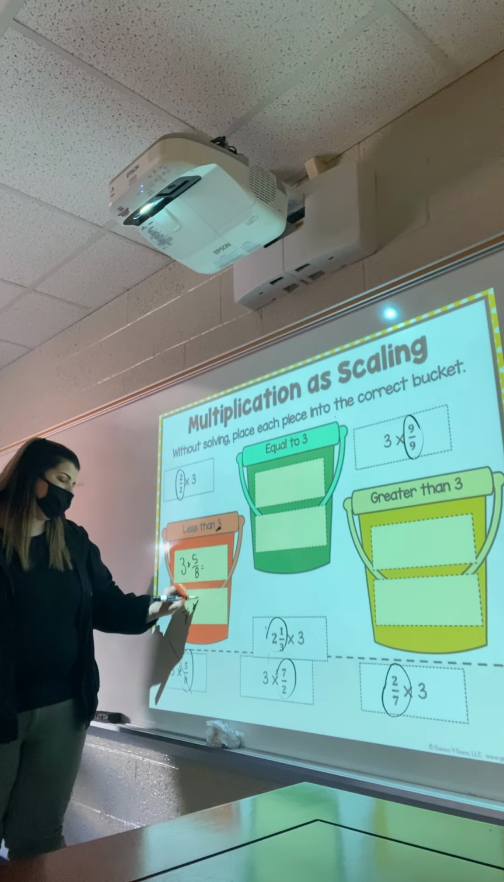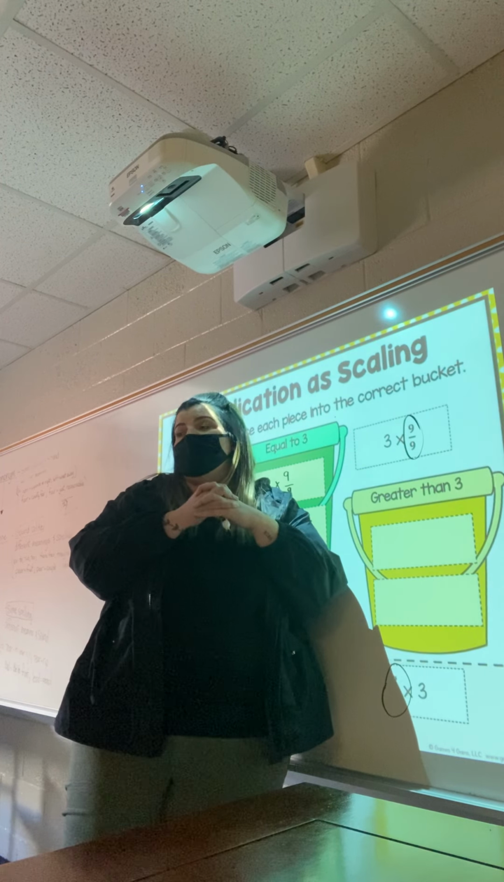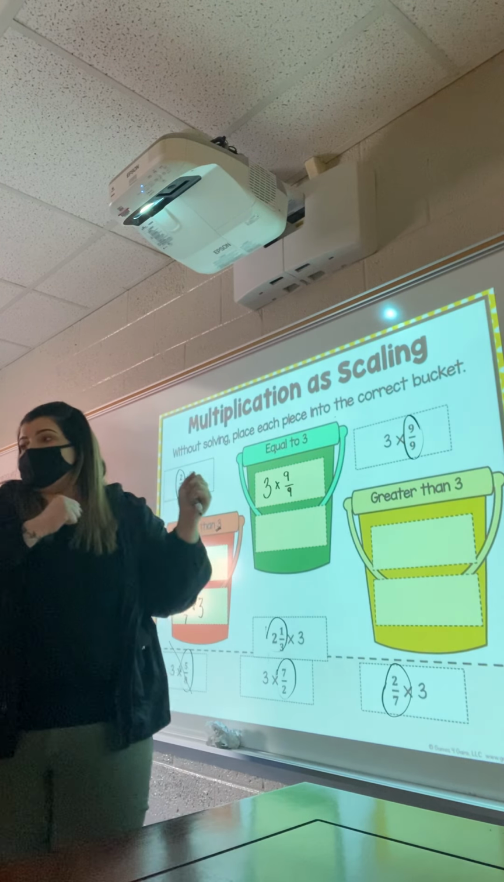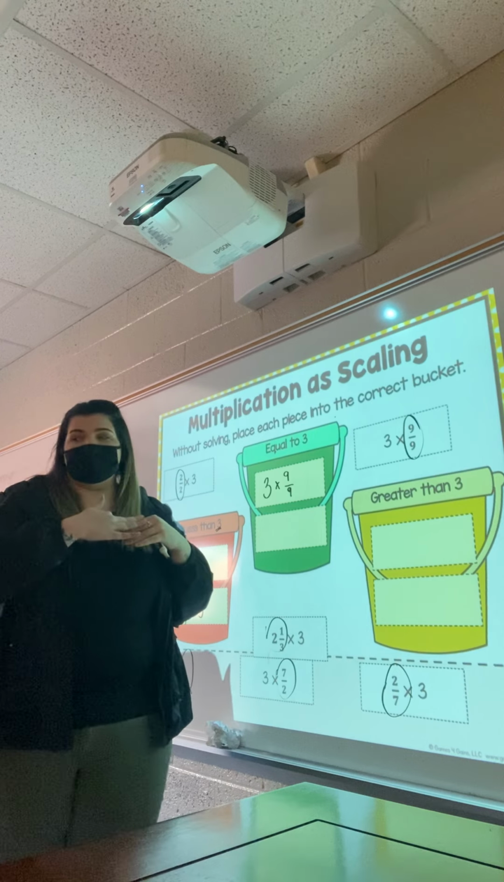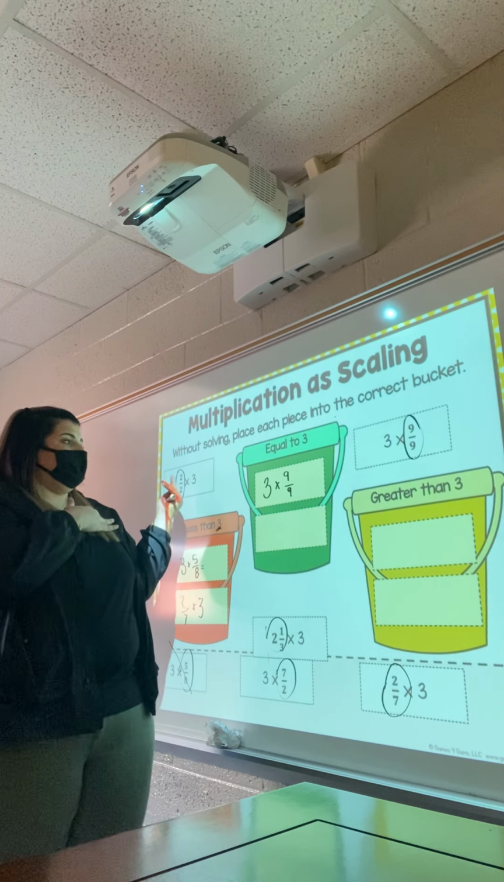Kaylin, give me one that's equal to 3. 3 times 9 ninths. Is she right? Yes. How is she right? 9 ninths is a fraction, but it equals a whole. Exactly. So if I'm multiplying it, even though it's a fraction, it's still a whole. It's 9 ninths. We have all of them. It makes 1. So anytime we multiply something by 1, we get that same number, right?